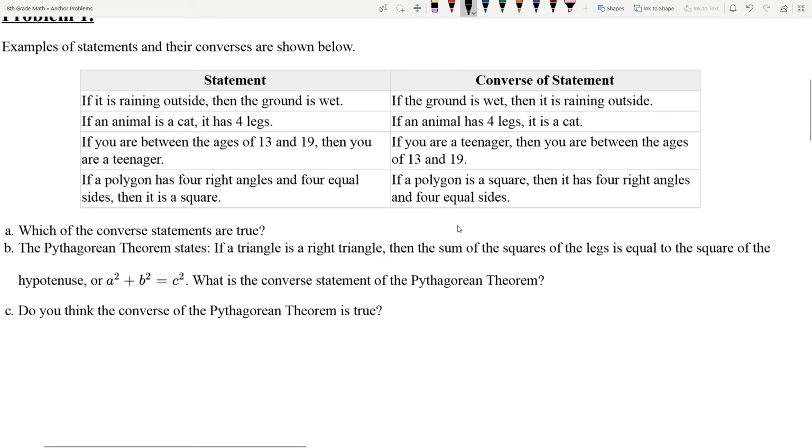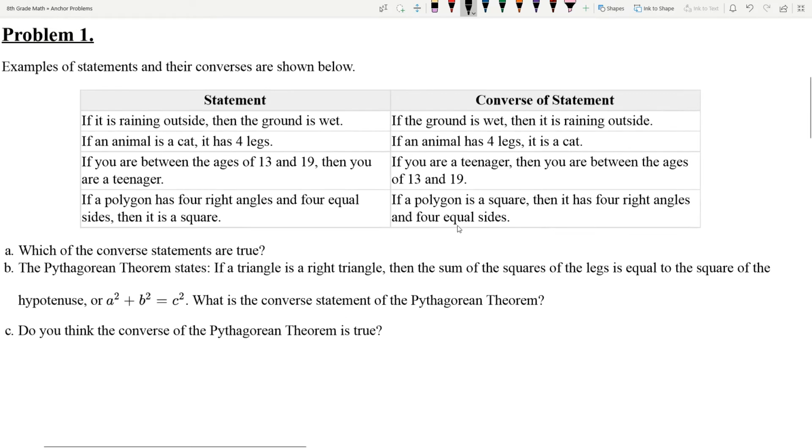And so examples of statements and their converses are shown below. And I'm not talking about the shoes. The statement, if it is raining outside, then the ground is wet. The converse of the statement would be if the ground is wet, then it is raining outside. Well, let's just look at that in isolation here as we go. Which of these converse statements are true?